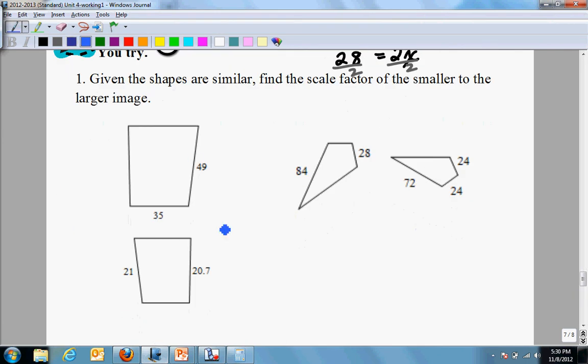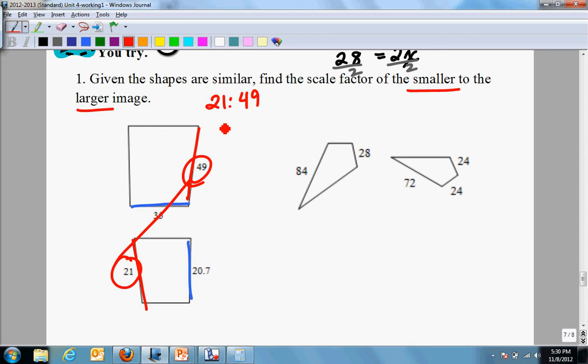Scale factor. So we're going to go flat side to flat side, or we can go diagonal side to diagonal side. You have to match the sides up. We're going from smaller to larger, so we're going this way here. So 21 to 49, 7 goes into both, so 7 goes in there 3 times, 7 goes in there 7 times. So your scale factor is 3 to 7.